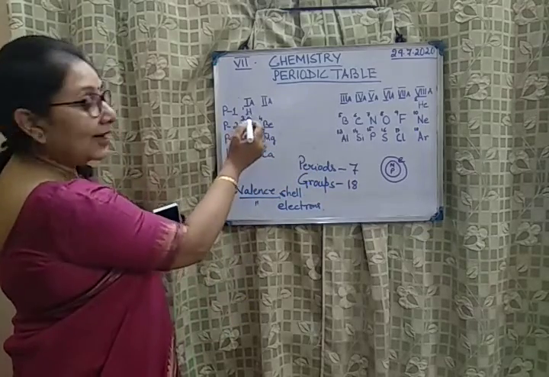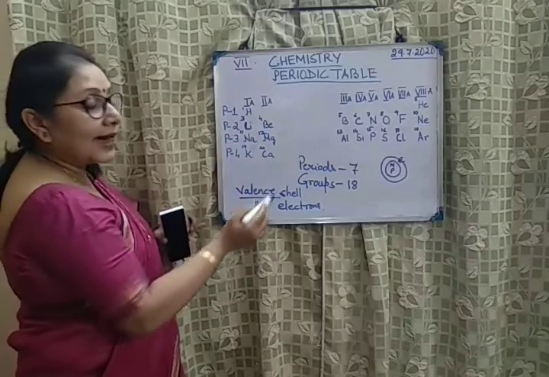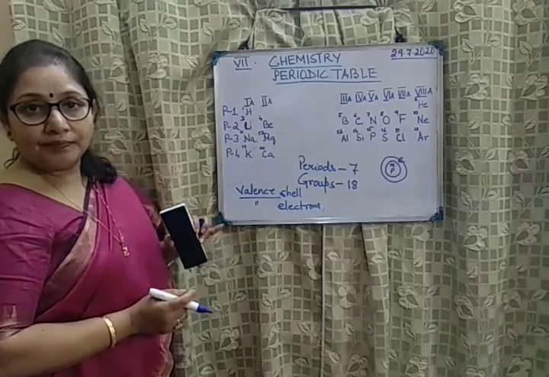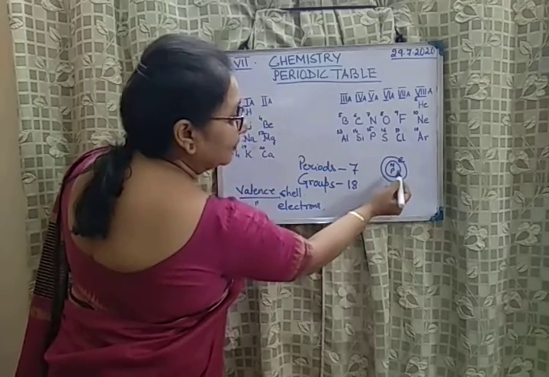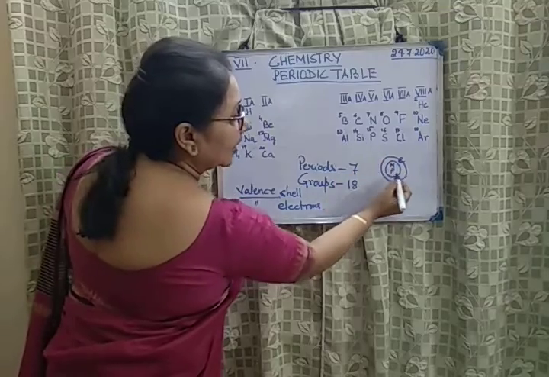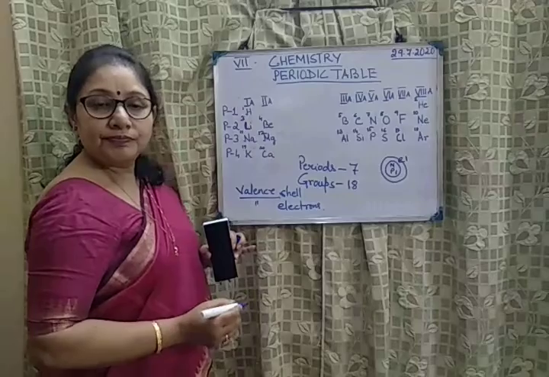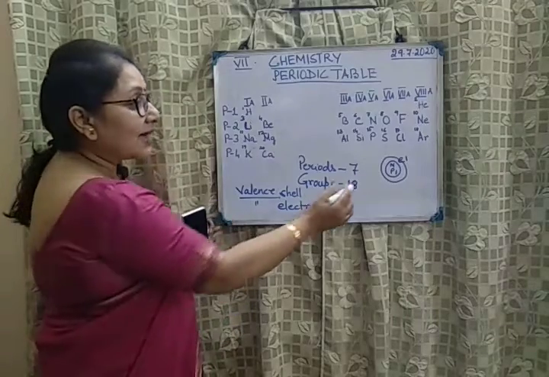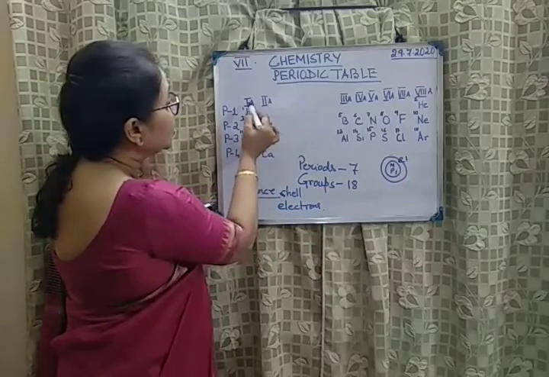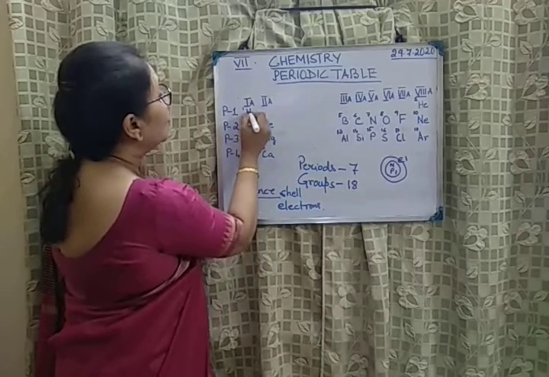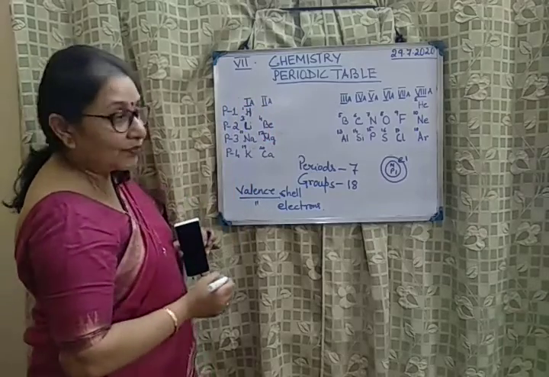If you take the element hydrogen, you will find hydrogen has atomic number 1. That means if you consider this atom, proton is 1 and electron is 1. So how many electrons does it have in the outermost shell or valence shell? It is 1. So it is placed under group 1.